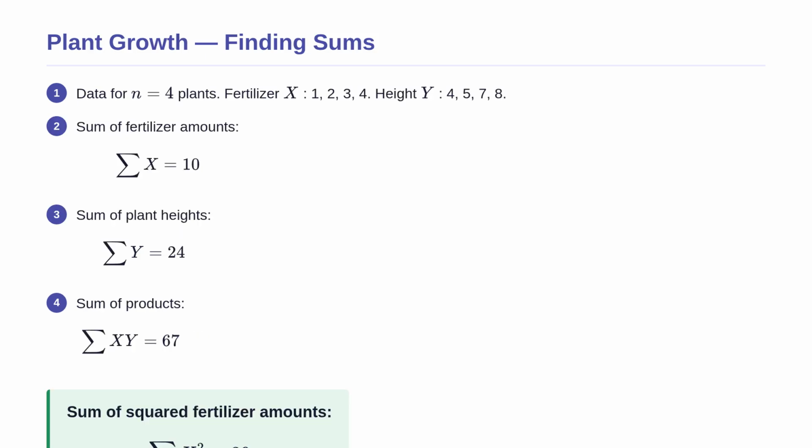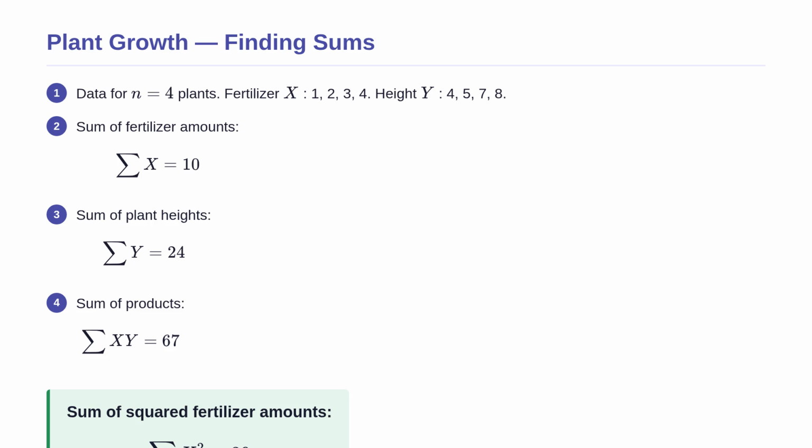To solidify your understanding, let us look at an agricultural biology example. A botanist applies different amounts of nitrogen fertilizer to 4 identical plants to see how it affects their height. Our independent variable, x, is the fertilizer in grams, 1, 2, 3, and 4. Our dependent variable, y, is the plant height in centimeters, 4, 5, 7, and 8. We want to predict the height of a plant receiving 5 grams of fertilizer.